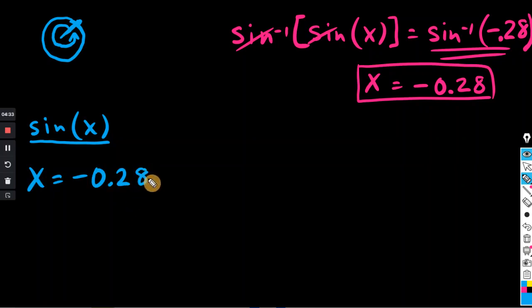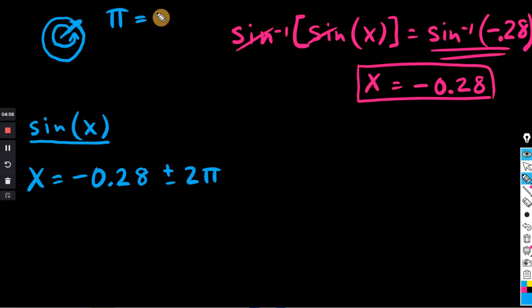And what we're going to do here, we are going to add or subtract values of 2 pi. Okay, because 2 pi is once around the circle. So if we add or subtract 2 pi, we end up in the same spot and we'll get the same value for x.